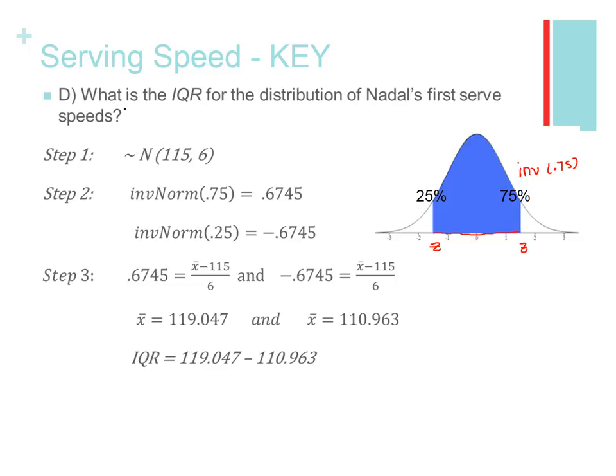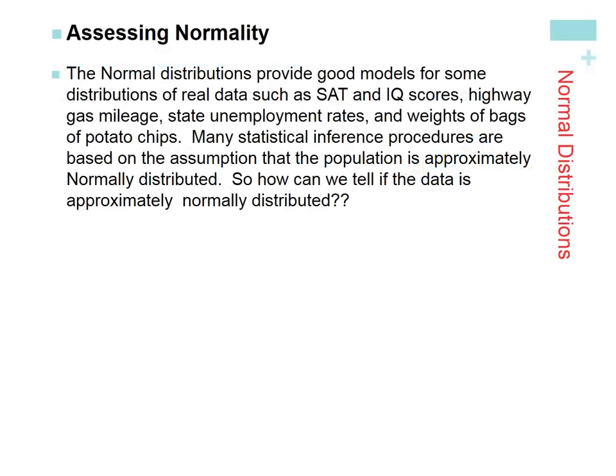I can also do inverse norm right here of 0.25, because I still know that 25% of the area of the curve is underneath it, so to the left of that z is also 25%. Then you're going to work backwards here. Remember, your z-score equals your data point minus your mean divided by the standard deviation. After you have the z-score, you work backwards to actually find the data point. So to get our IQR, it's 119.047 minus 110.963 to get our final answer.